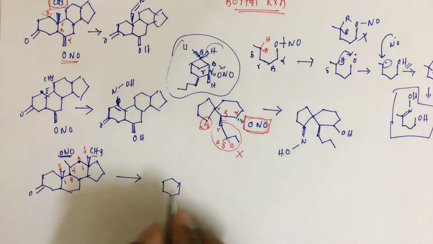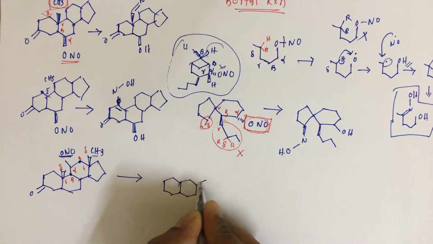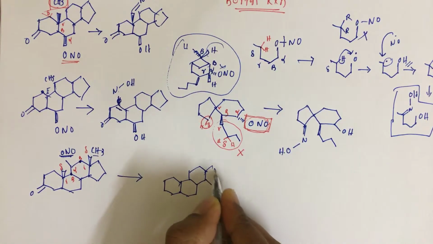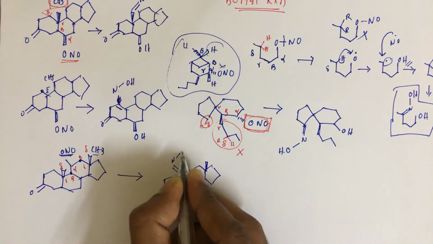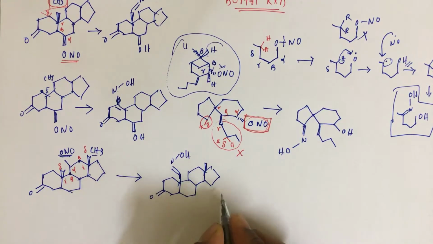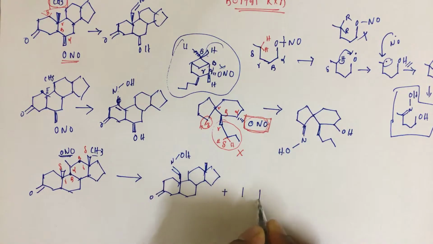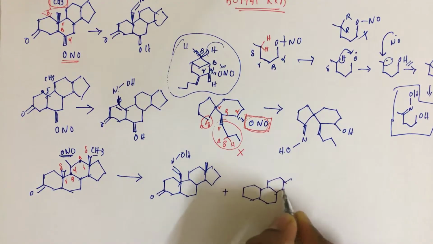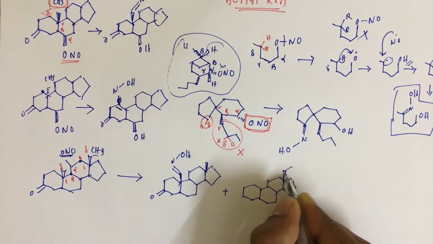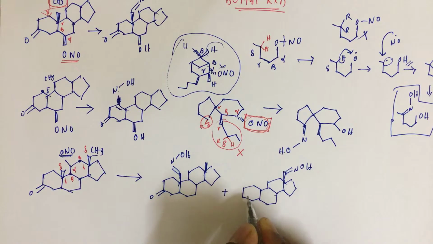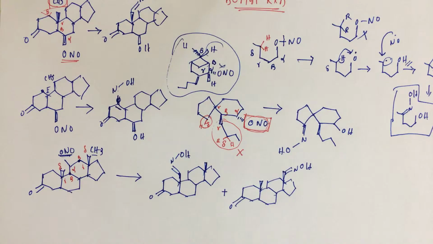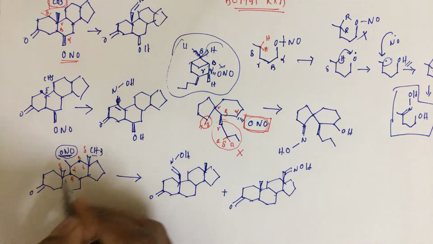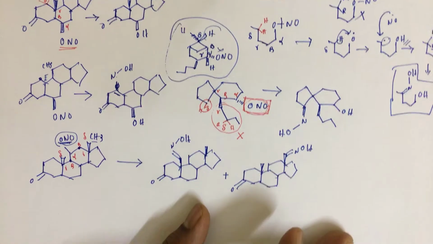So imagine this is the first product. Here double bond NOH, and this will be plus. The second product will be NOH, and this will be a methyl group. So in this case a mixture of products will form because ONO is at equal distance between both the methyl groups.